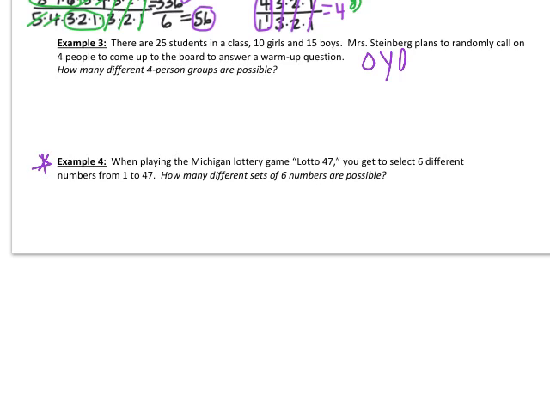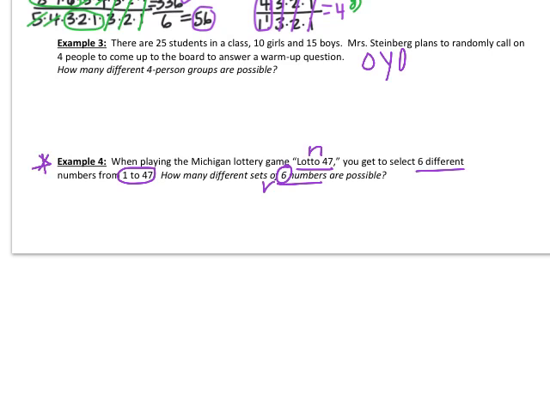When playing the Michigan lottery game called Lotto 47, a person gets to select 6 different numbers between the numbers 1 and 47. How many different sets of 6 numbers are possible? So what's the total number of balls or numbers that you can choose from? And this is going to be our n. 47 different numbers can be selected from, but r is going to be 6 because we're only choosing 6.